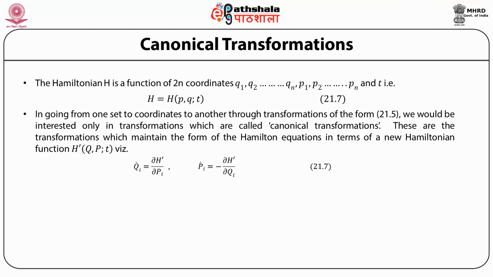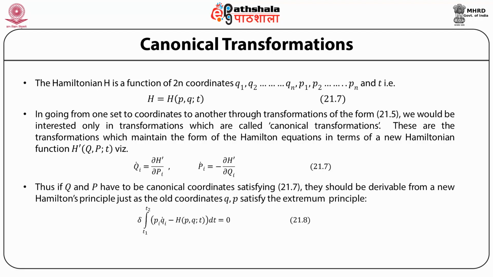Namely, we are interested only in canonical transformations which give us the Hamilton equations: capital Qi dot is equal to the partial derivative of the new Hamiltonian H prime with respect to the new conjugate momenta Pi, and capital Pi dot is equal to minus the partial derivative of H prime with respect to the new coordinate Qi.